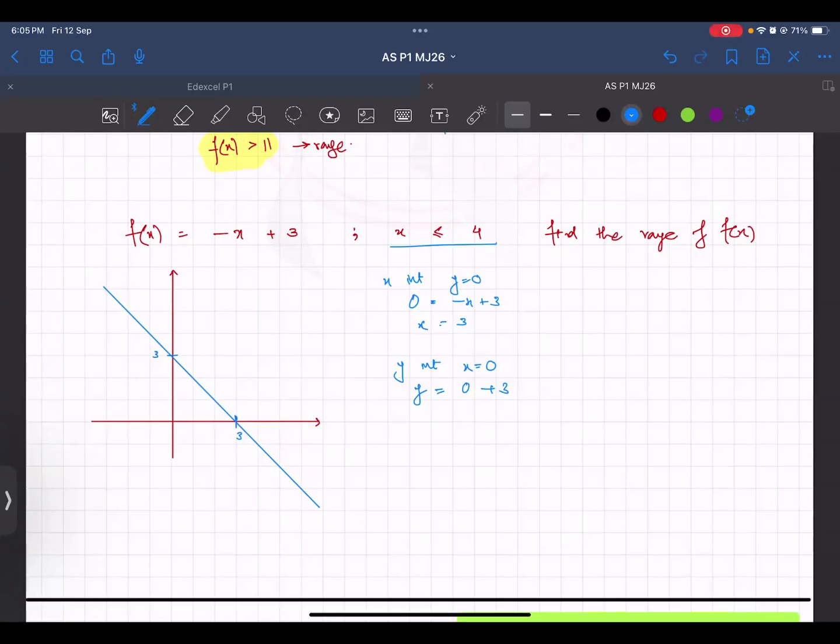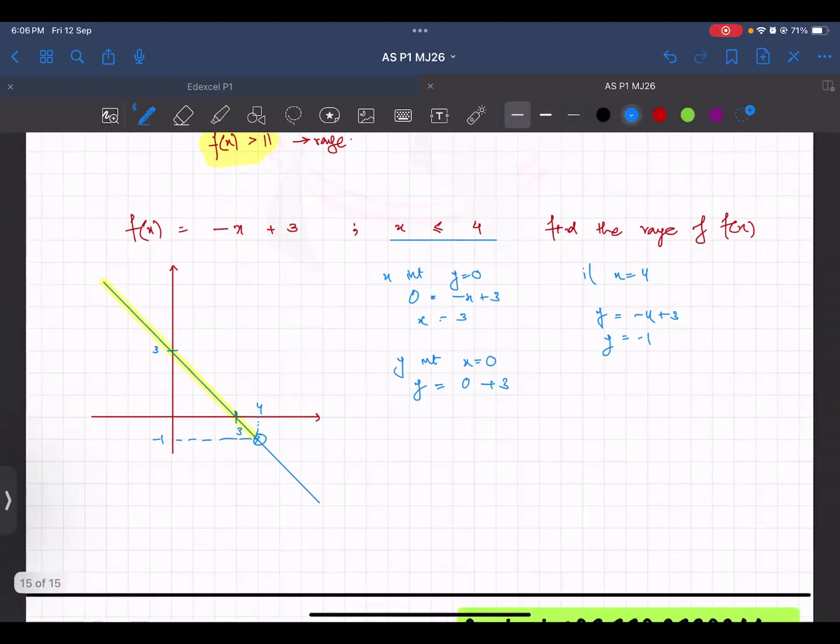The boundary is 4. So if x is 4, y comes out to be minus 4 plus 3, which is minus 1. Look, x is 4 and y is minus 1. This is the boundary. And they have told us that x should only be less than 4. So all of the graph which is to the left of 4 is the part of my concern, this much, all of this.